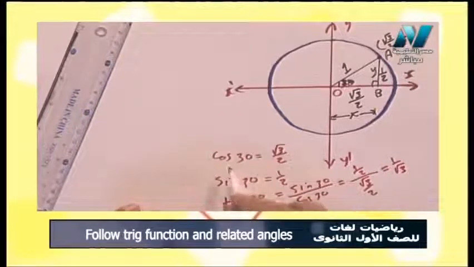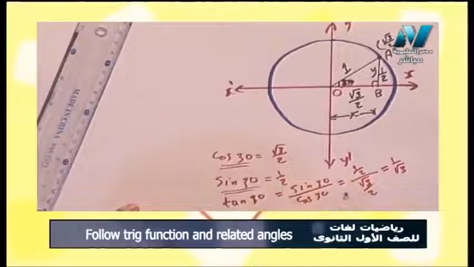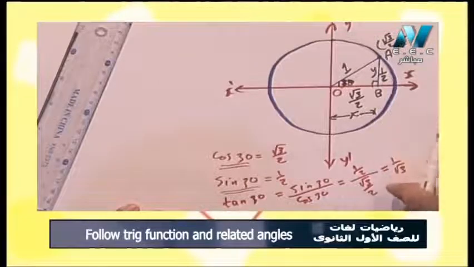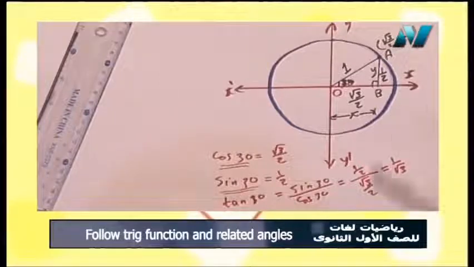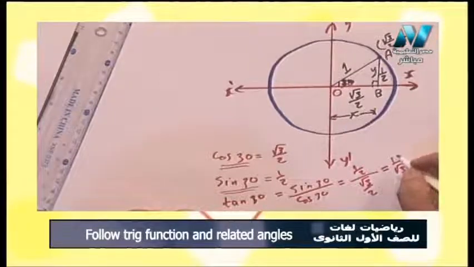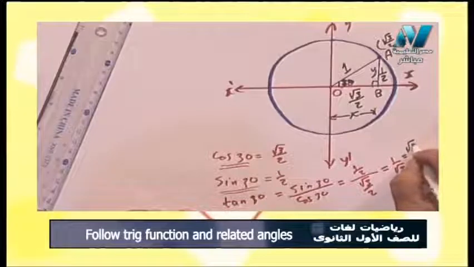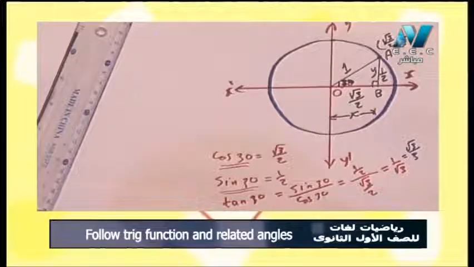So cosine 30 equals root 3 over 2, sine 30 equals half, and tan 30 equals 1 over root 3. Or sometimes if you use your calculator, it gives you root 3 over 3. All of them are right.